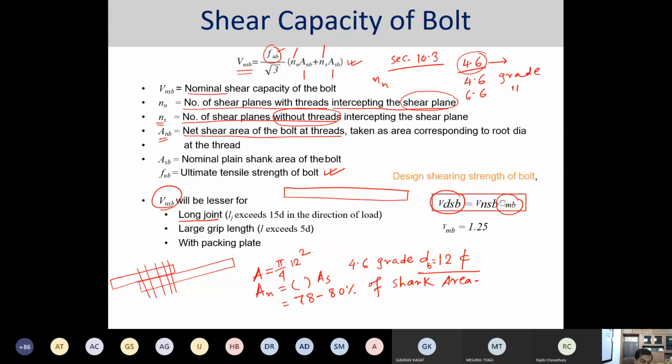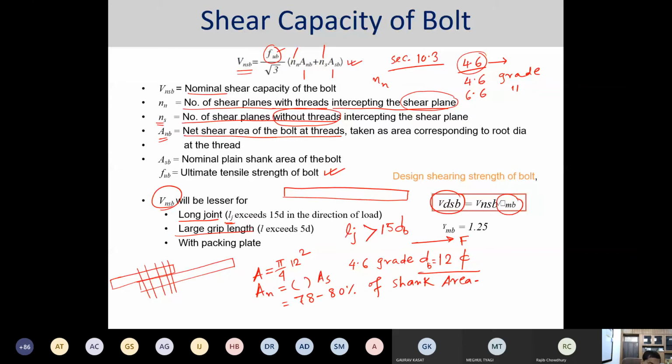So there are also certain specifications. If the length of the joint, LJ, exceeds 15 times the diameter of the bolt in the direction of the force, then it is to be considered a long joint. And for the long joint, the nominal shear strength or shear capacity is to be reduced to some extent. How much to be reduced will come.